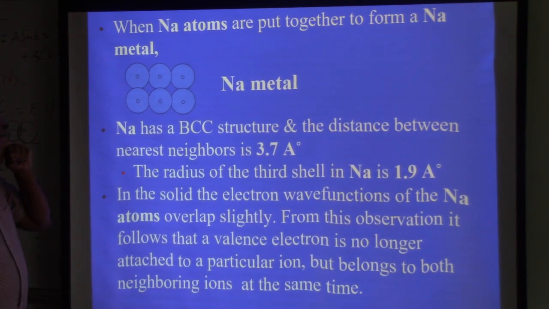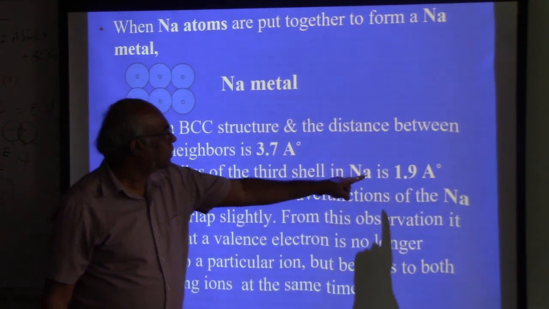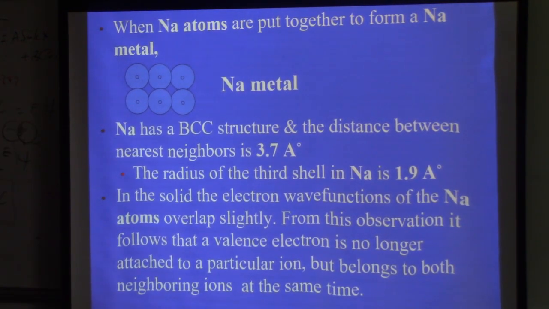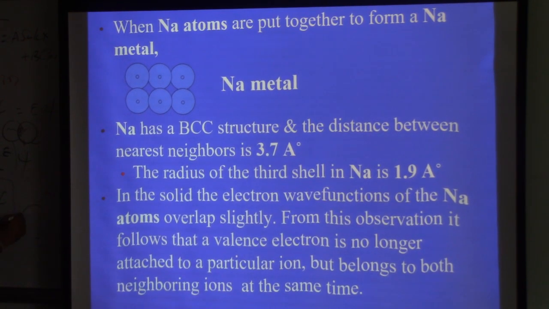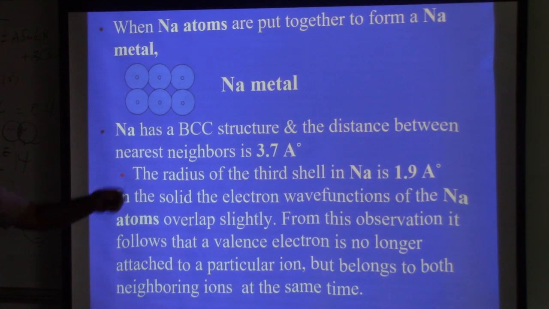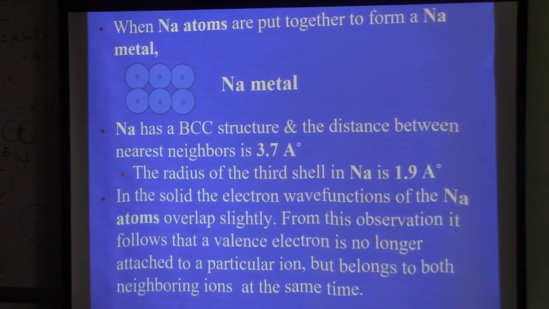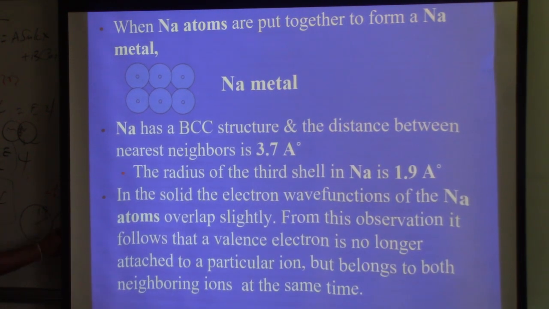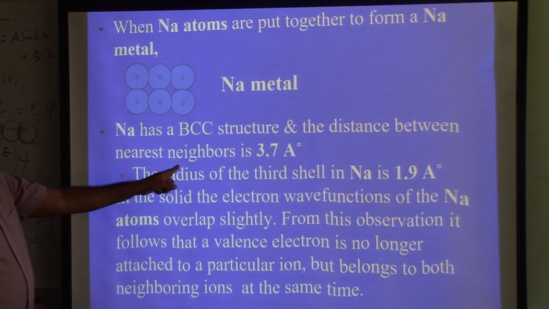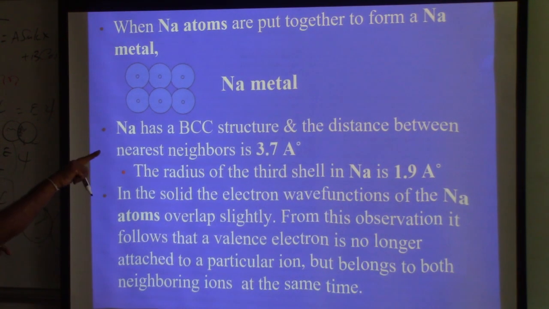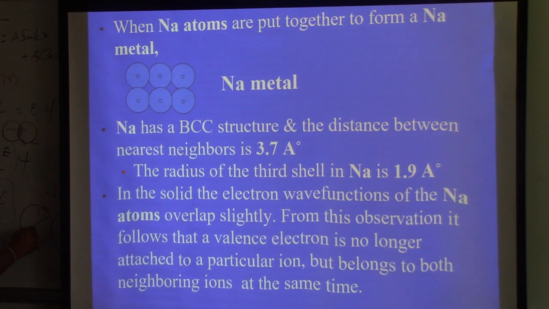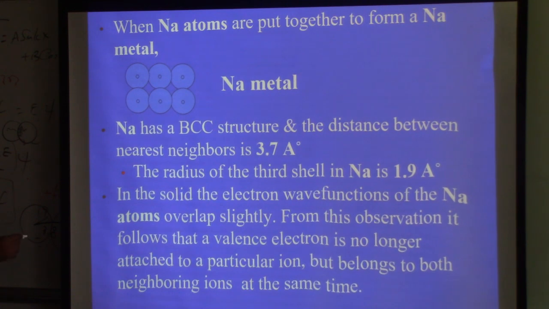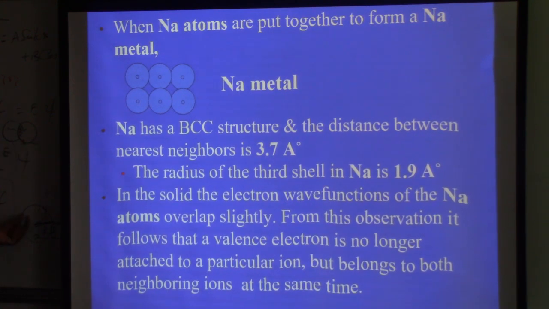Now if you look at the radius of the 3s electron, if you measure it, it is 1.9, which is the radius of the third shell. If you take double that, it is 3.8. You should expect 3.8, but if you measure the distance, it is only 3.7. That means it's kind of overlapping, right?